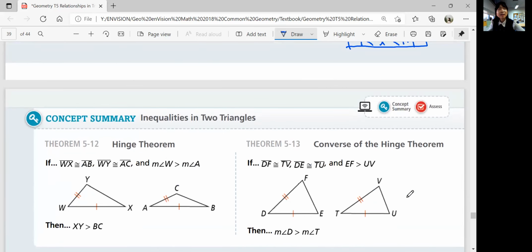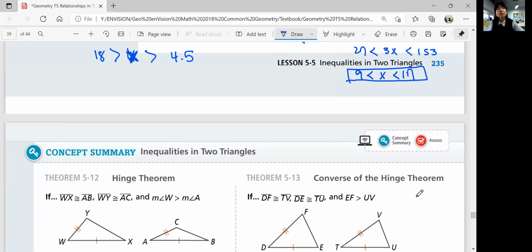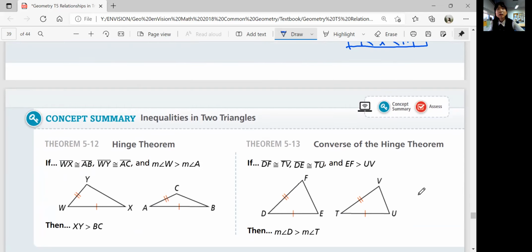Let's summarize our lesson. In summary, we had these two theorems, Hinge theorem and the converse of the Hinge theorem, and they compare the two triangles using the included angle and the third side when we have two corresponding sides that are congruent. Okay, so that was lesson 5-5, inequalities in two triangles.